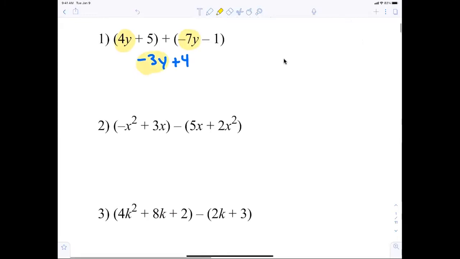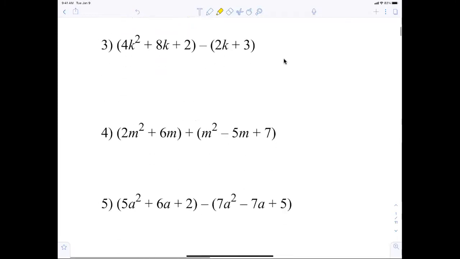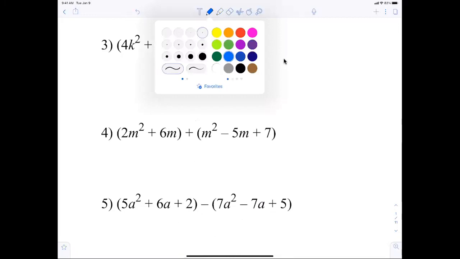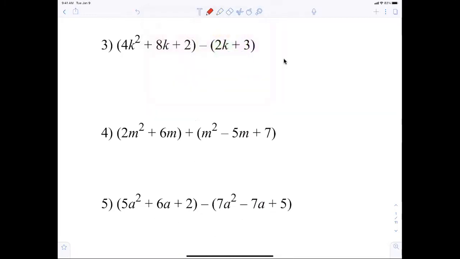Anybody? Number 3. Again, the problem with number 3, you have to remember, is that I ask you to distribute the negative. So I tell kids, it's easier: change this to a plus, this becomes a negative, and this becomes a negative. What I normally like to do is circle them so I know that I've changed the signs.